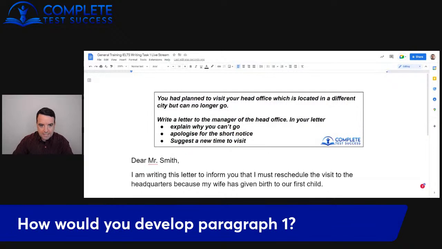So your next task is to tell me, how would you develop paragraph 1? So we have our first sentence. How are you going to develop that idea? So that's what you need to focus on next. We're going to finish this first paragraph.